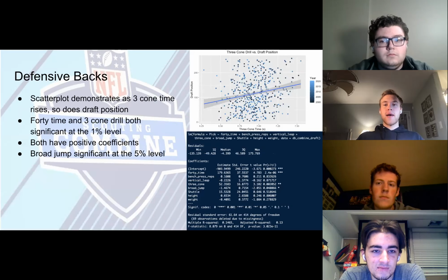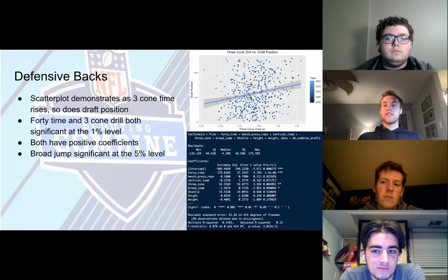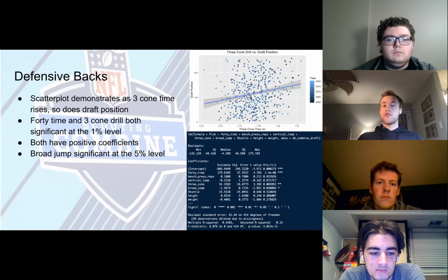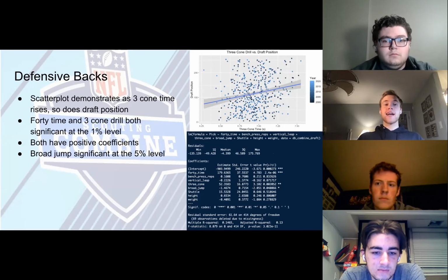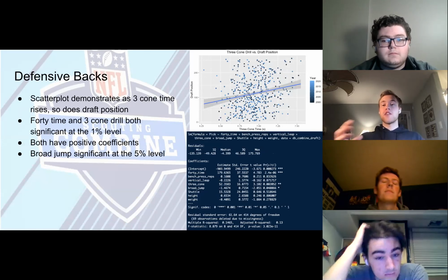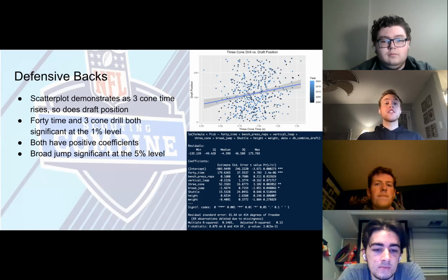Moving on to defensive backs, the scatter plot on the top right demonstrates that as the 3-cone drill time increases for defensive backs, so does their draft position. After looking at this and other scatter plots, I ran the same model with defensive backs, and I found 40 time and 3-cone drill were both significant at the 1% level, and both had positive coefficients. So as both of those times increased, so did draft position, and broad jump was also significant at the 5% level.